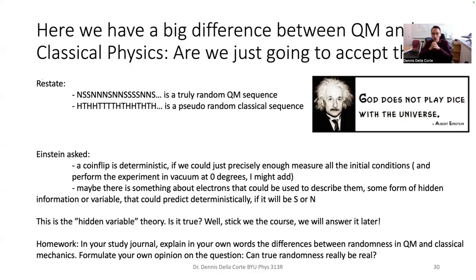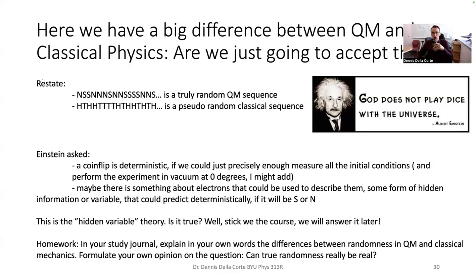However, for your journal, I'd invite you to explain in your own words the difference, as far as you understand it, between the randomness in this quantum mechanical experiment with the spins going through two different magnets and the randomness that you get in classical mechanics, for example, from the coin flip. And then try to come up with your own opinion. Do you think there could be something like true randomness?